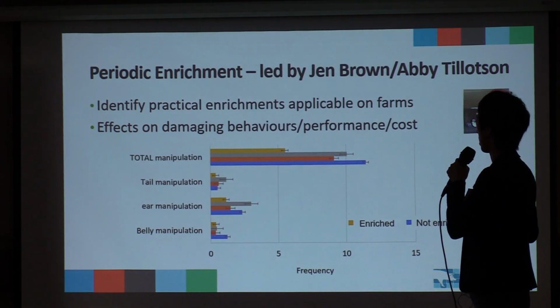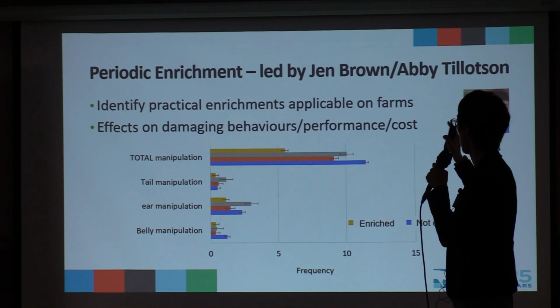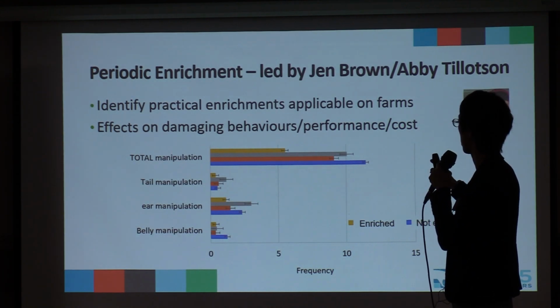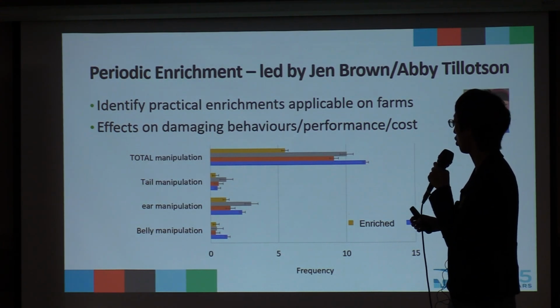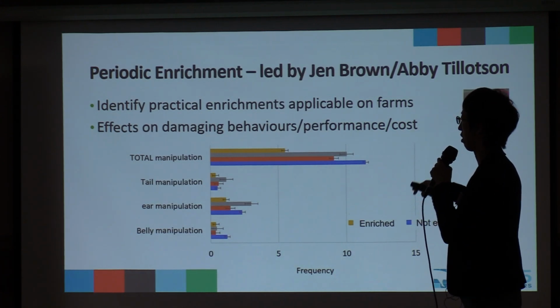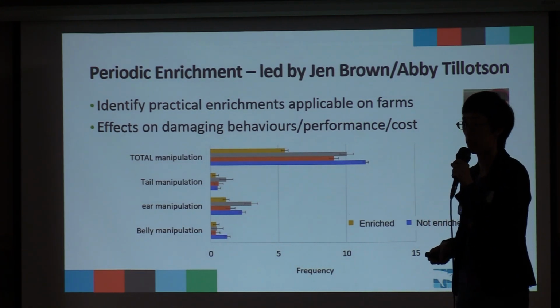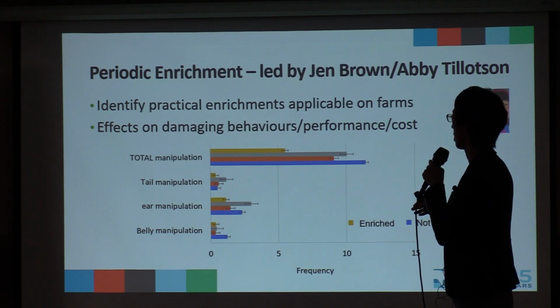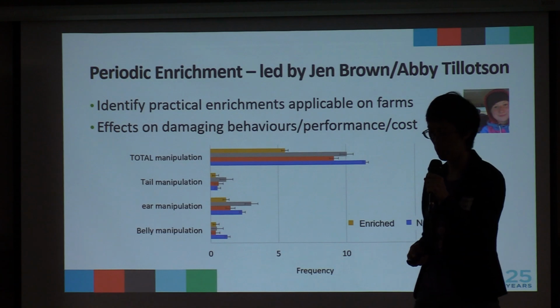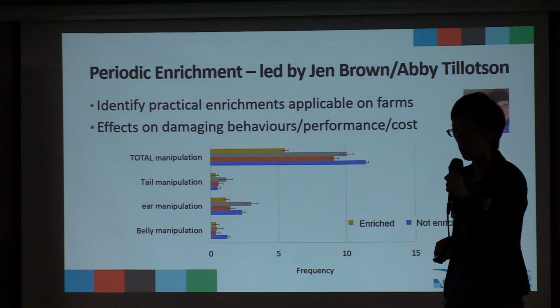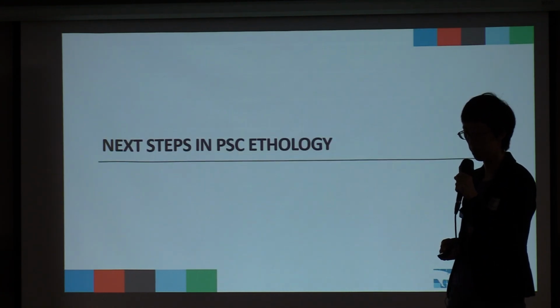And also here you can see, just keep your eye on the yellow and the blue. So the yellow one is the pigs that have been enriched with enrichment, and then the blue is the one that didn't have the enrichment. So you can see the huge difference in terms of the manipulative behavior we're seeing, both in terms of tail, ear, and belly, and total manipulation. So which is showing that actually this enrichment is indeed effective.